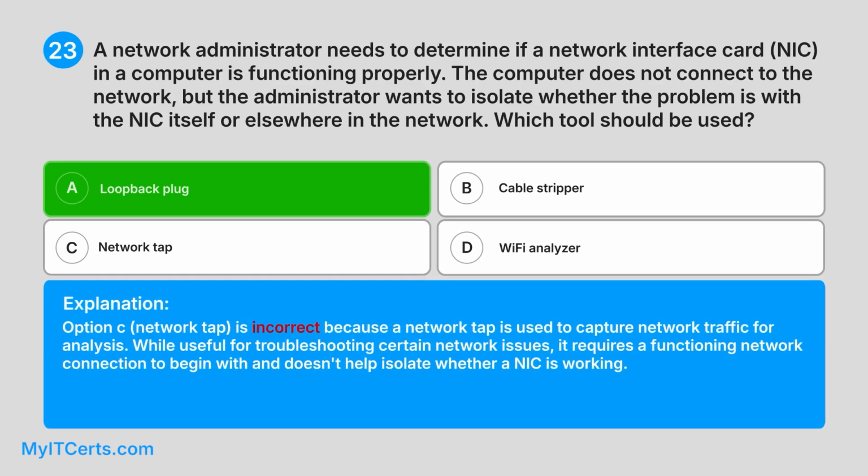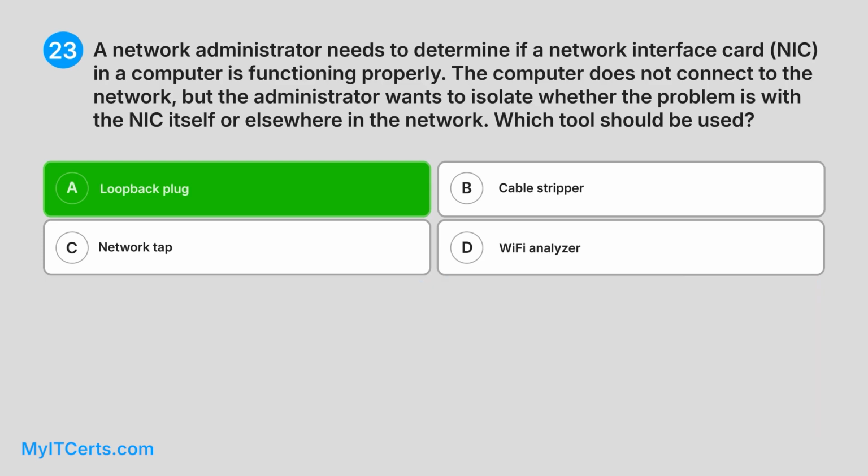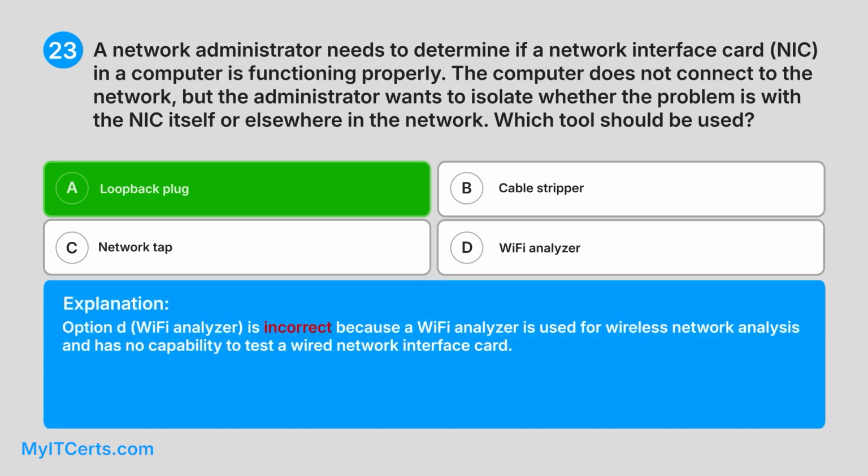Option C, a network tap, is incorrect because a network tap is used to capture network traffic for analysis. While useful for troubleshooting certain network issues, it requires a functioning network connection to begin with and doesn't help isolate whether a NIC is working. Option D, Wi-Fi analyzer, is incorrect because a Wi-Fi analyzer is used for wireless network analysis and has no capability to test a wired network interface card.